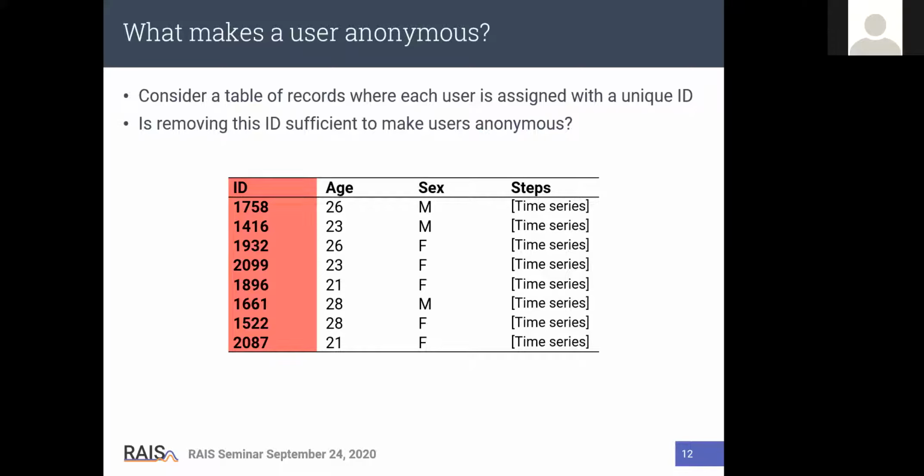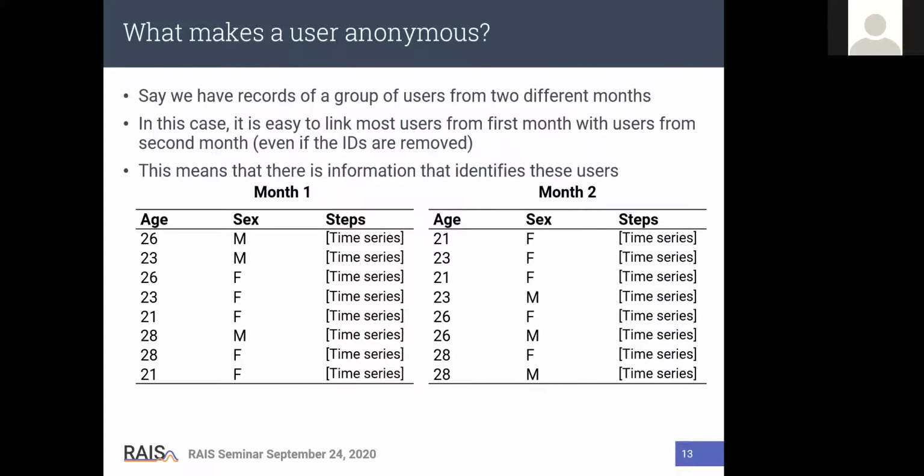But nonetheless, this is not sufficient to fully anonymize this data. Because, for example, if you check these records of a group of users from two different months, you will see that we can easily link most of the users from the first month with the records from the other month.